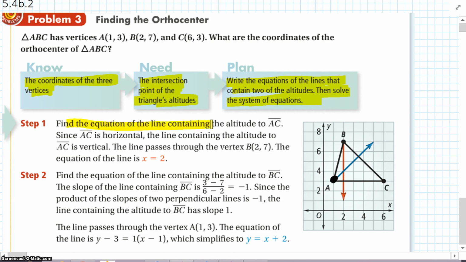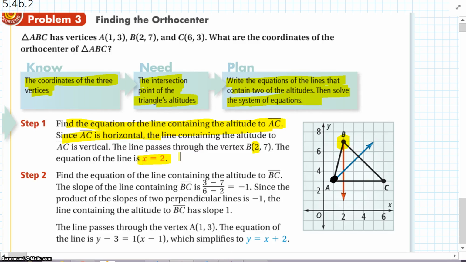Step 1, find the equation of the line containing the altitude of AC. What do we know about the altitude of AC? We know it's going to be perpendicular to AC. Since it's perpendicular, we know it's going to have an equation of x equals something. It's going to go through the B vertex. The x value of B is 2, so the equation is x equals 2. So we have that equation.